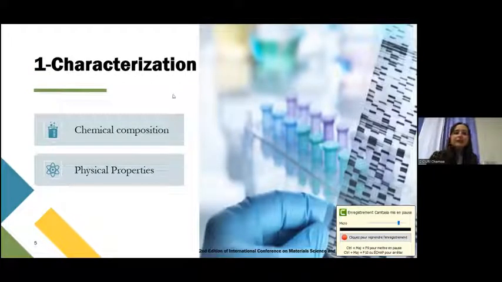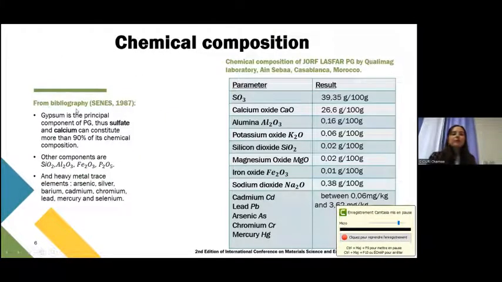Now let's characterize our phosphogypsum before using it, starting with its chemical composition and its physical properties. From bibliography, gypsum is the principal component of phosphogypsum. Thus, sulfate and calcium can constitute more than 90% of its chemical composition. Other components are silica dioxide, alumina oxide, iron 3 oxide, and phosphorus pentoxide. And heavy metal trace elements like arsenic, silver, barium, cadmium, chromium, lead, mercury, and selenium.